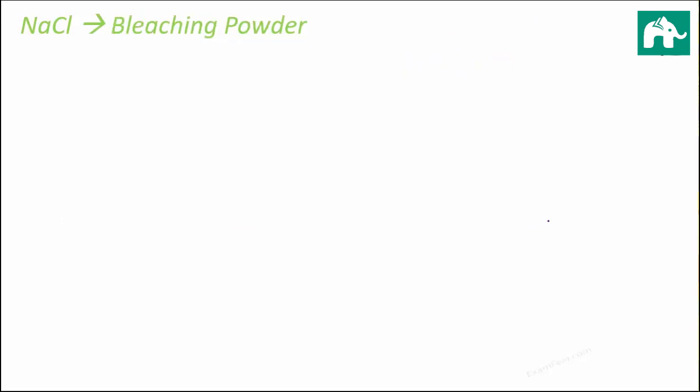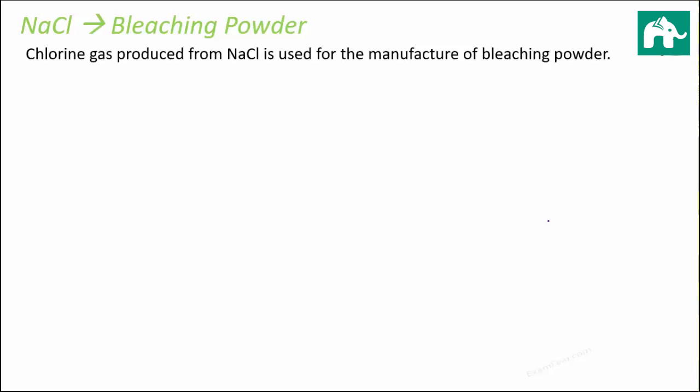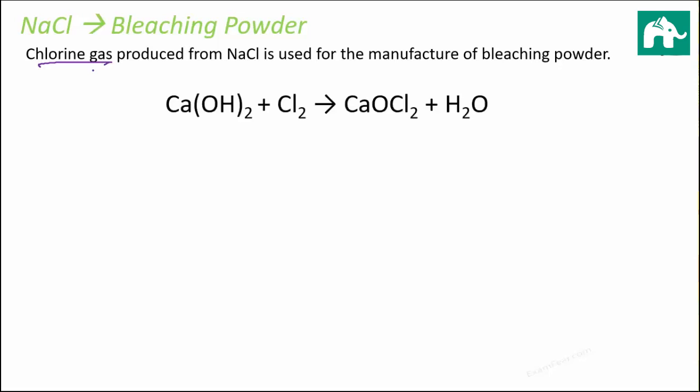The next product is bleaching powder. Now, where have you heard that we use bleaching powder to bleach clothes, like bleaching cotton or bleaching linen? So that's where we normally use bleaching powder. So how do you produce it? How is bleaching powder formed? So bleaching powder is formed from chlorine gas. And from where do we get chlorine gas? From NaCl. So from NaCl we get chlorine gas, and this chlorine gas is used for the manufacture of bleaching powder. So when Ca(OH)2, that is dry slaked lime, reacts with chlorine, it forms bleaching powder, that is CaOCl2, and water is released as part of the process.